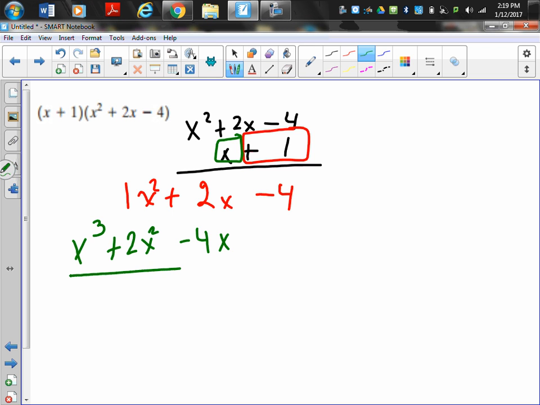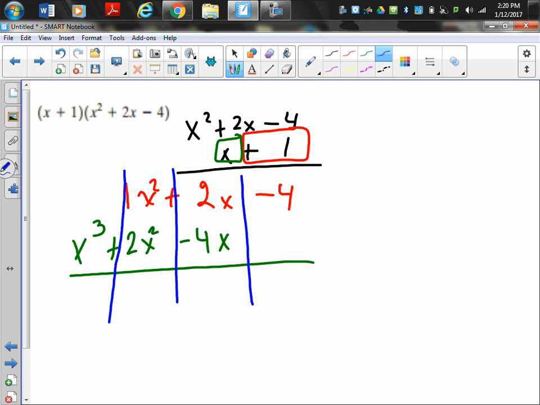At this point, draw your lines. Solve it just like we did yesterday. -4 plus 0 is -4. -4x plus 2x is -2x. 2x plus 1x squared, 3x squared. And there's your answer.